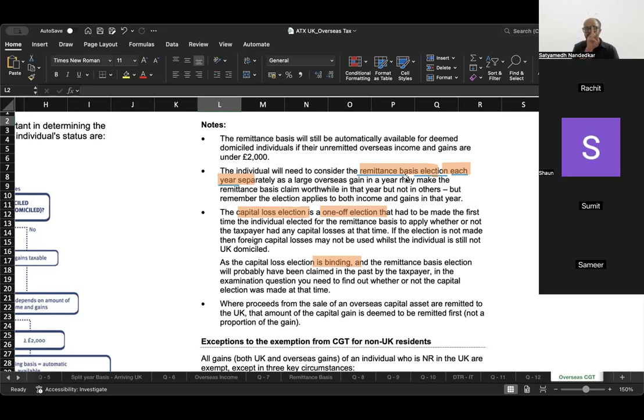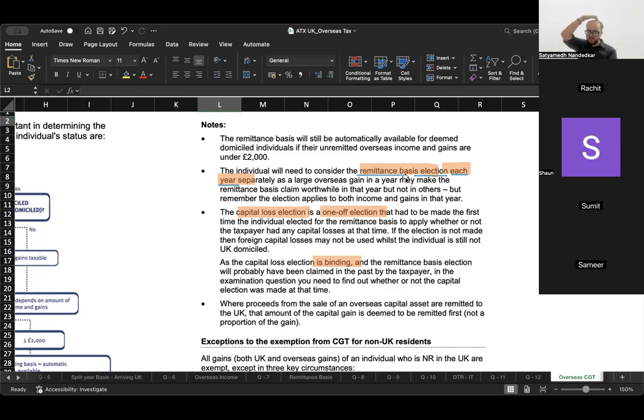Now, there is an election that you can make about capital losses suffered overseas. The capital loss election is a one-off election that had to be made the first time the individual elected for the remittance basis to apply, whether or not the taxpayer had any capital losses at that time. If the election is not made, then foreign capital losses may not be used while the individual is still not UK domiciled. As the capital loss election is binding and the remittance basis election will probably have been claimed in the past by the taxpayer, in the exam question, you may need to find out whether or not the capital loss election was made at that time.